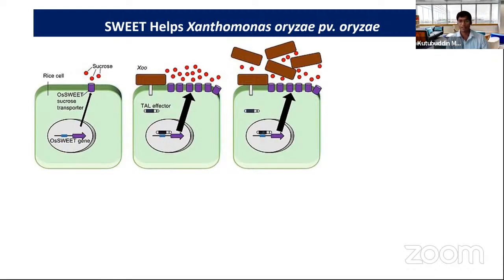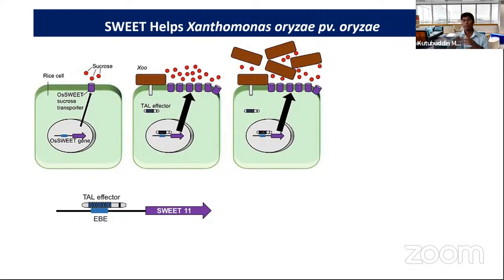So this is a classical example of how a bacterial pathogen uses the plant's own gene for its benefit. Now, if you see the details of this gene, a little bit of a zoomed view, this region where the TAL effector binds is called the effector binding element.